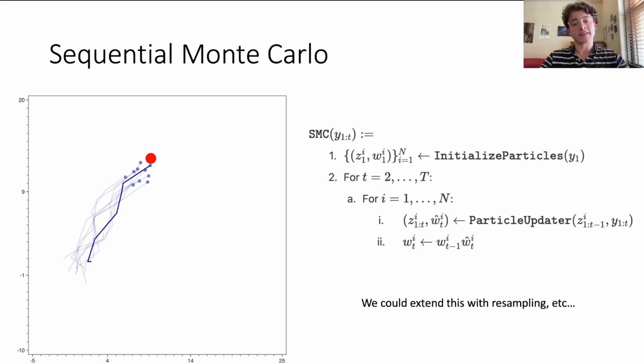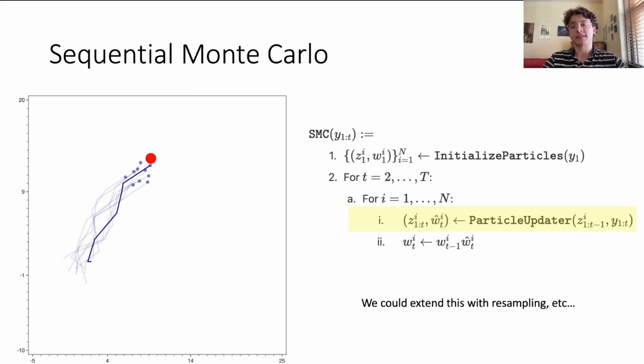Now, we could extend this algorithm in many ways, for example, adding a technique called resampling, but these aren't too important to get into here. What is important to discuss here is that one of the biggest levers we have for controlling the performance of a Sequential Monte Carlo algorithm is what strategy is used to update the particles at each time step. In this algorithm, I'm calling it the particle updater.